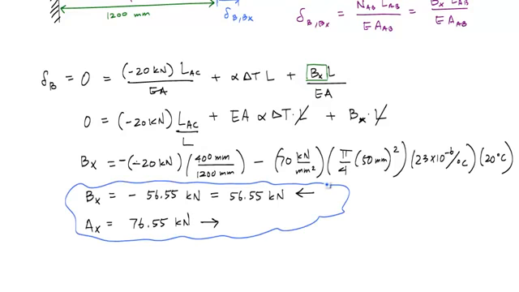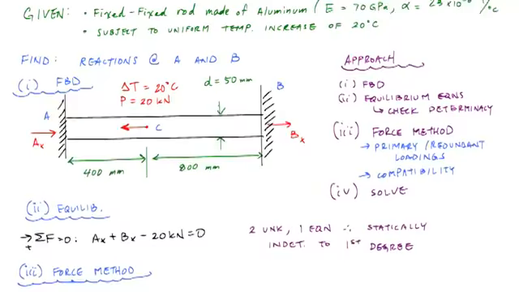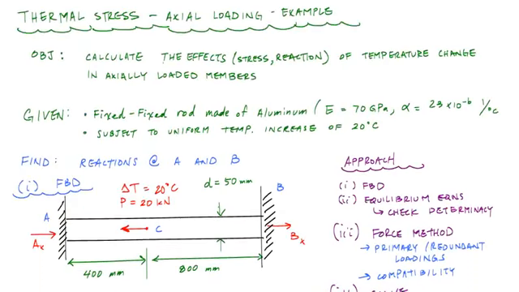Well, hopefully that was an interesting and not too complicated example of using the method of superposition to analyze a statically indeterminate axially loaded structure with a temperature effect. Oh man, that was so much to say. Let me know if you have any questions.